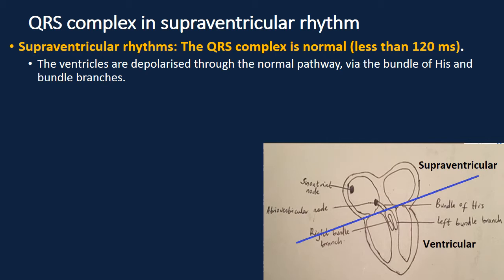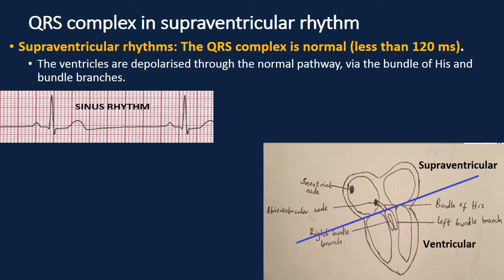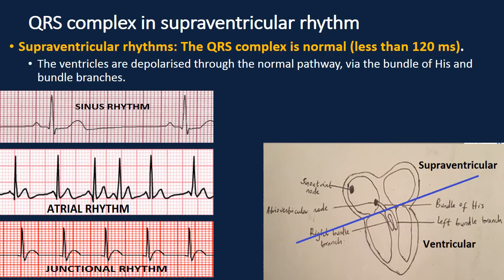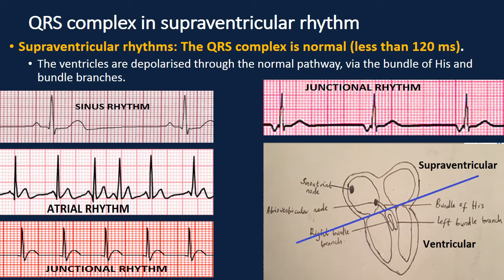So this is what sinus rhythm looks like. So you can see the QRS complex is about 1 small square there. This one too, atrial rhythm, 1 small square throughout. Junctional rhythm as well, the QRS complex is normal because they are supraventricular, and this is also another form of junctional rhythm. So the QRS complex is less than 120. In this case, it's just about 40 milliseconds.